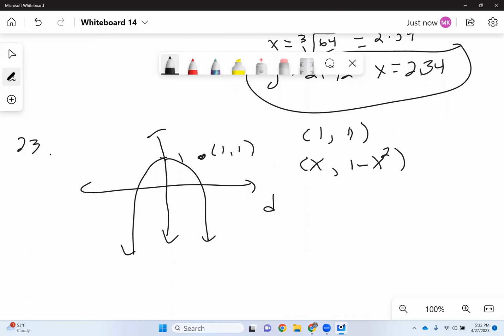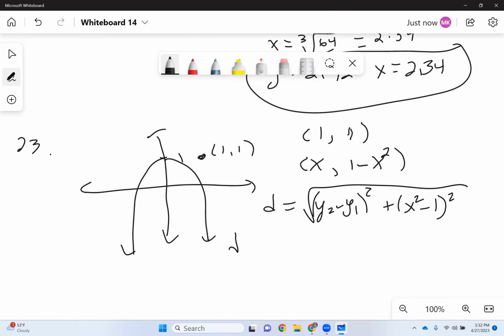And remember, the distance formula equals the square root of y2 minus y1 squared plus x2 minus x1 squared. And this is going to be ugly. So D is equal to the square root of, now y2 is going to be 1 minus x squared, y1 is going to be 1, so 1 minus 1. Oh, the 1's cancel. That's all going to be squared. Maybe it's not too bad.